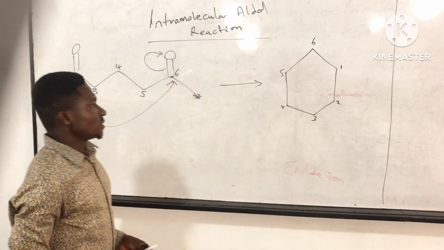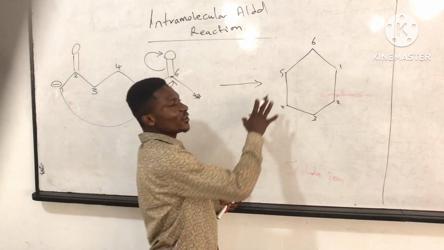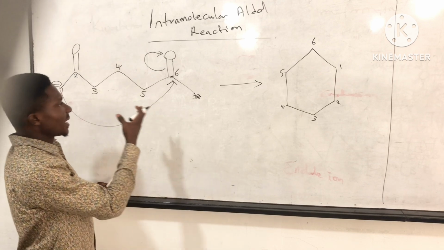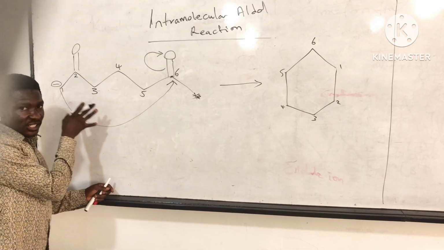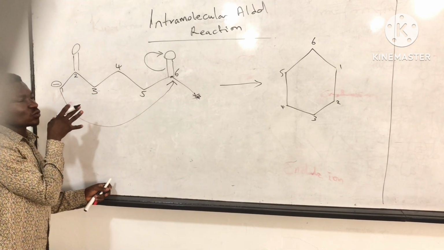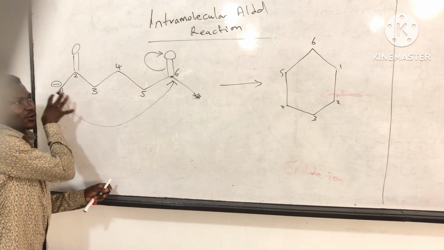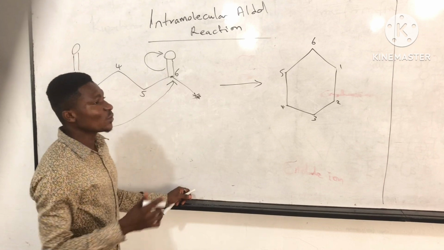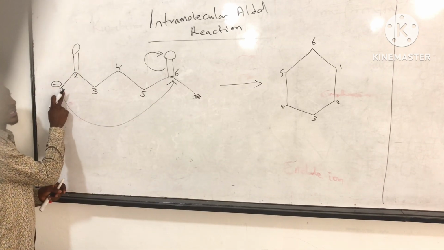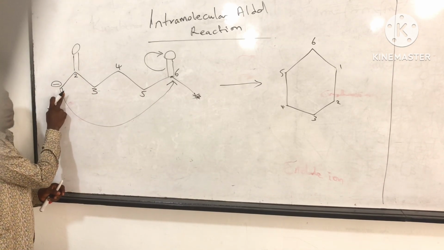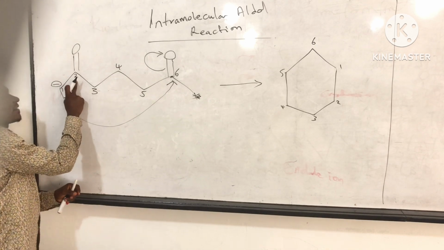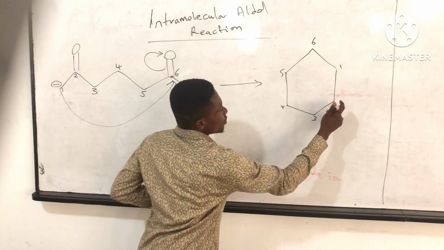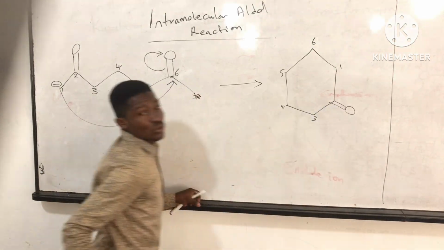Good. So after labeling your ring structure, all you have to do is come back to your original structure and try to transfer every substituent on it to their respective positions on the ring. So if I check carbon 1, what do I have? Carbon 1 has no substituents. Carbon 2, what do I have? I have a double bond oxygen attached to it. So I'm just going to put the double bond oxygen on my carbon 2.